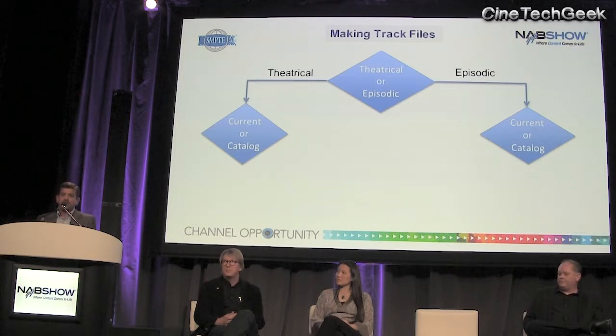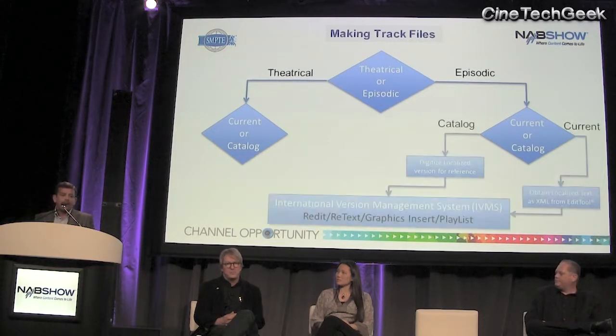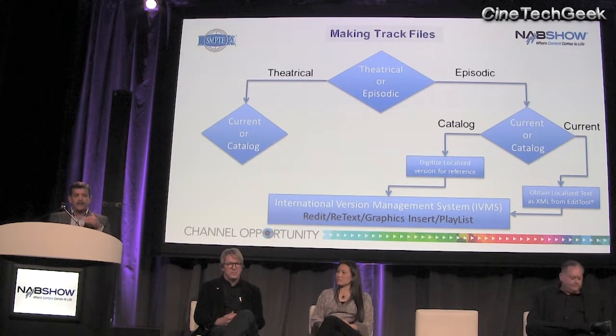And also, we have to make a choice in terms of is it current, i.e. in production and in flow right now, or is it catalog? So taking our episodic route, for the catalog, we have the localized content already available in territory. So we actually have to get that back and digitize it and utilize that, as I'll show you in a second, to act as a reference to generate into our system, which we call the International Version Management System, or IVMS.